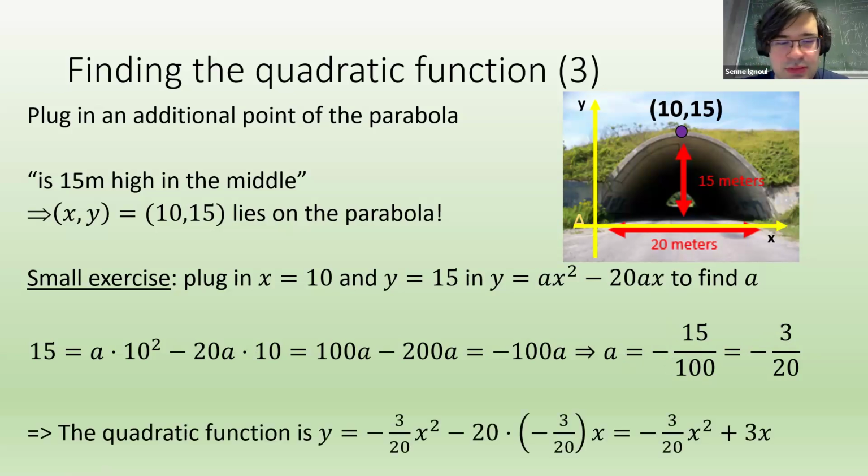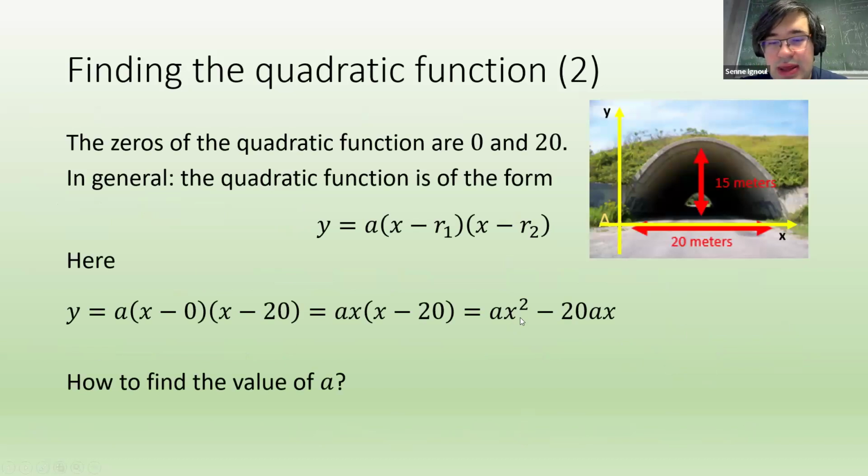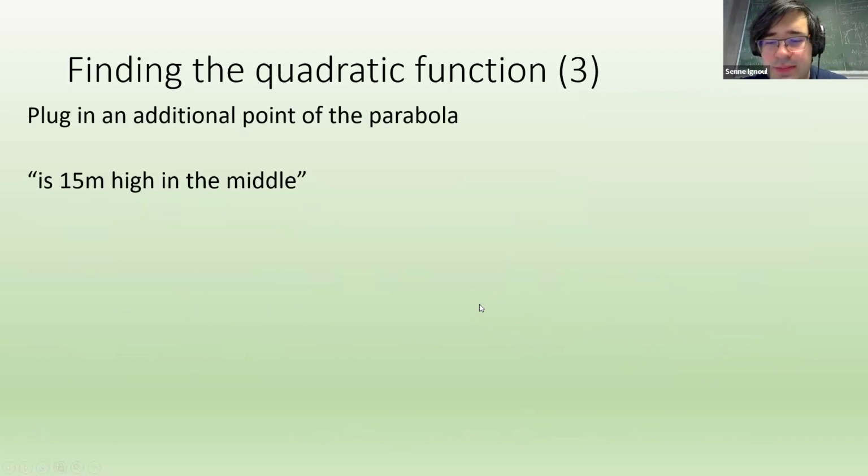Very good. So if we plug that back into our quadratic function, then remember, our quadratic function was ax squared minus 20ax. So we now just replace the A by minus 3 over 20.